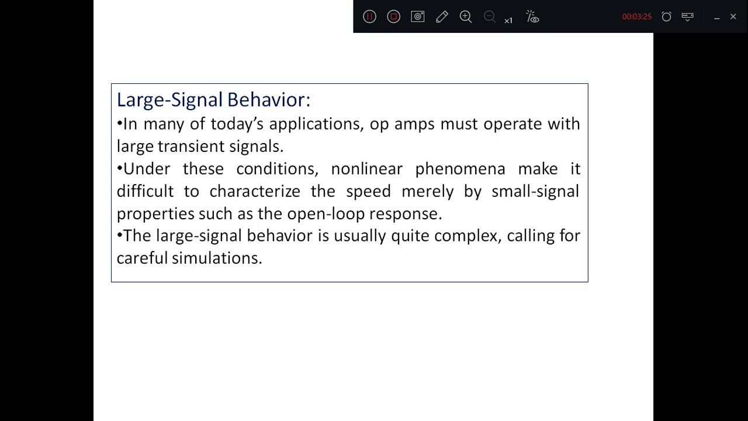Now, what is a large signal behavior? In many of today's applications, op-amps must operate with large transient signals. Under these conditions, nonlinear phenomena make it difficult to characterize the speed merely by a small signal property such as open loop response. The large signal behavior is usually quite complex, calling for careful simulation.